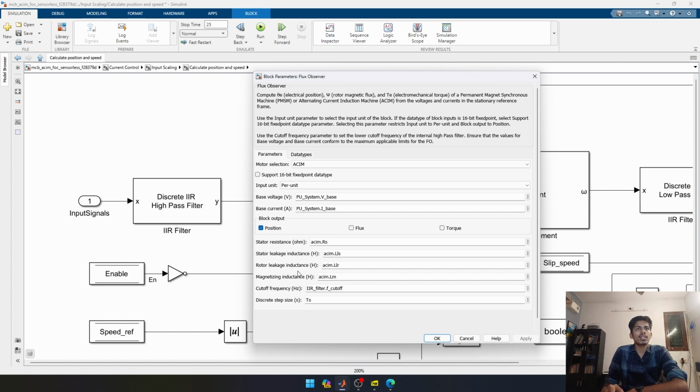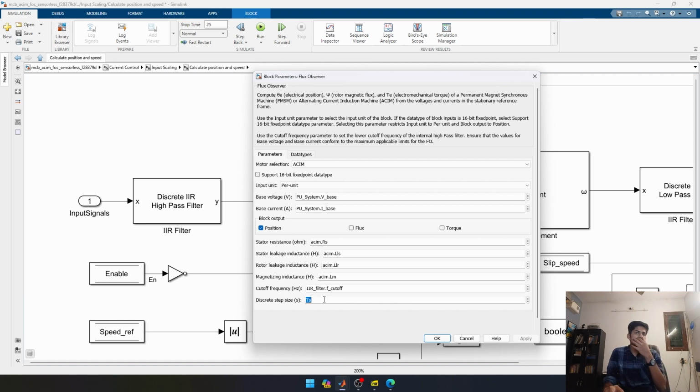Rotor resistance, stator leakage inductance, rotor leakage inductance, magnetizing inductance. All these parameters we need to measure. Most data sheets won't mention these, so we have to conduct tests and measure them. That is the drawback of this sensorless scheme. Then internally there is one filter. We can specify the cutoff frequency for that filter here.